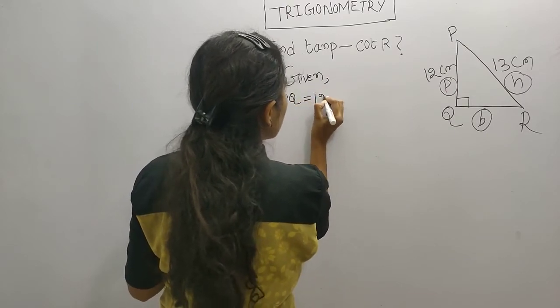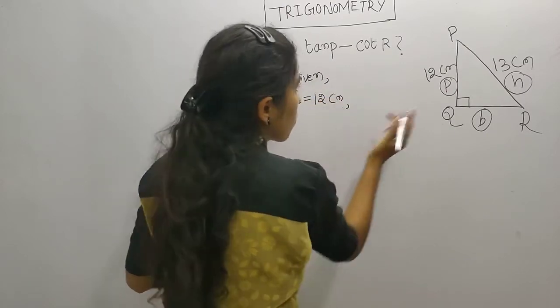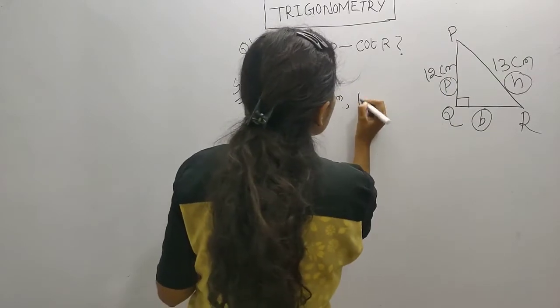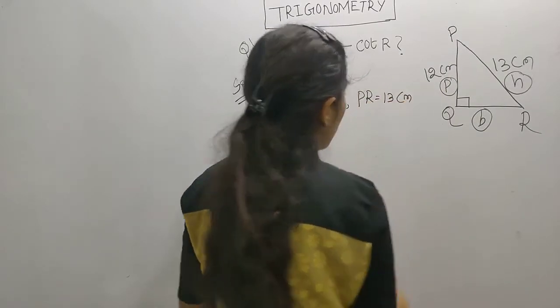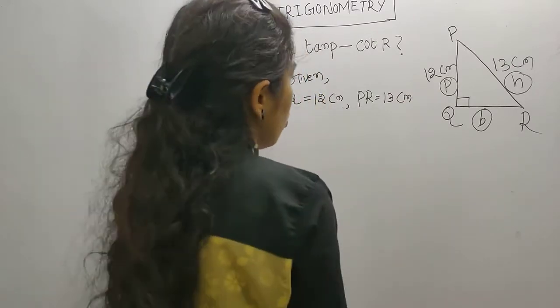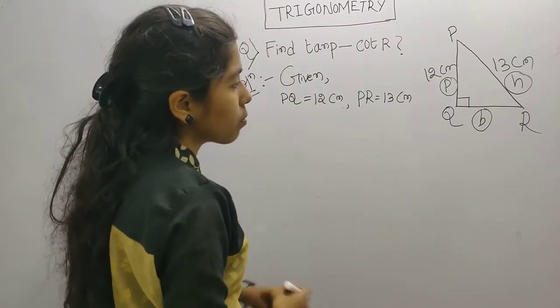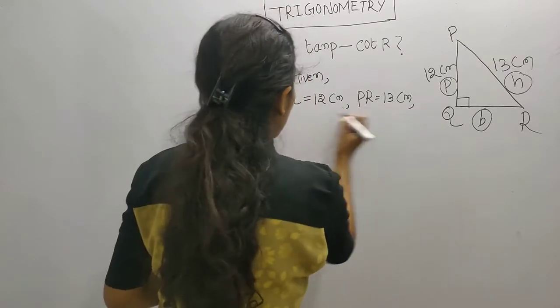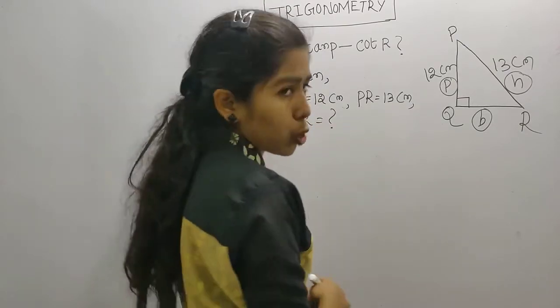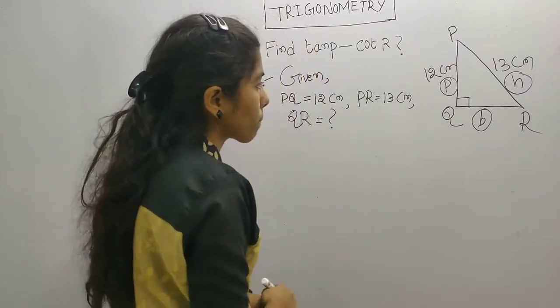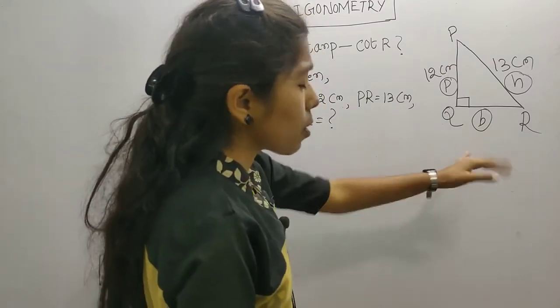PQ equals 12 cm and PR is 13 cm. Okay. Next. Which is missing? QR. So now put a question mark on QR. QR is our question now. That means QR is the base.